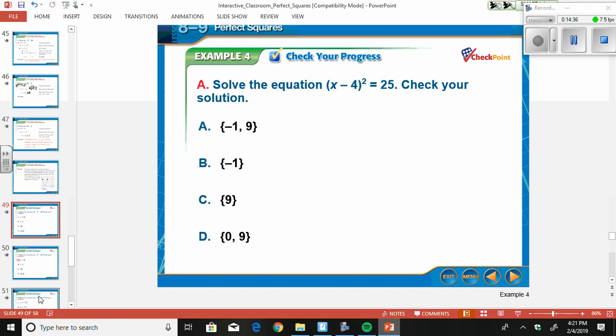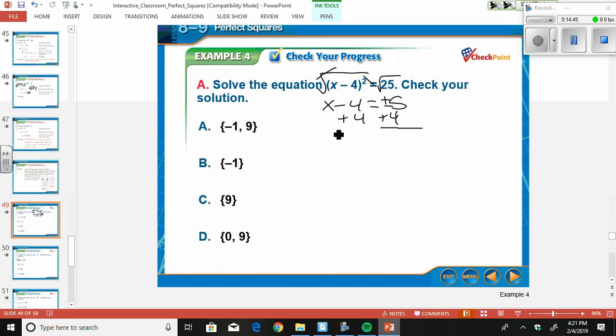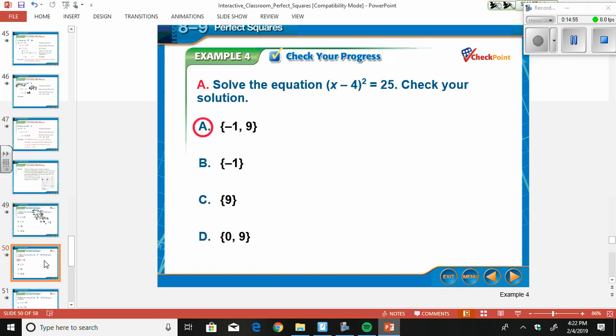Okay, solving this equation. Opposite of squaring is the square root. So we have x minus 4 equals plus or minus 5. Add 4 to both sides. So we get x equals 4 plus or minus 5. So 4 plus 5 is 9, and 4 minus 5 is negative 1. So 9 and negative 1 are the solutions.